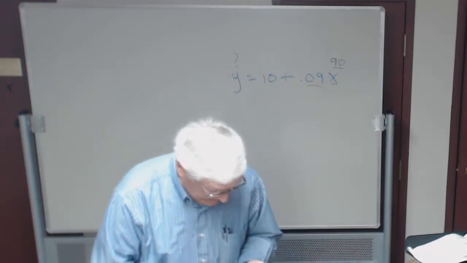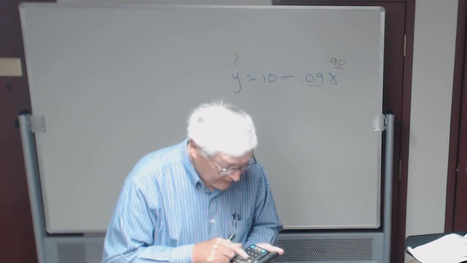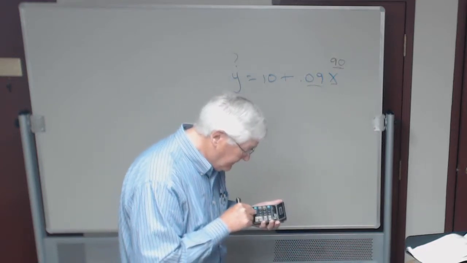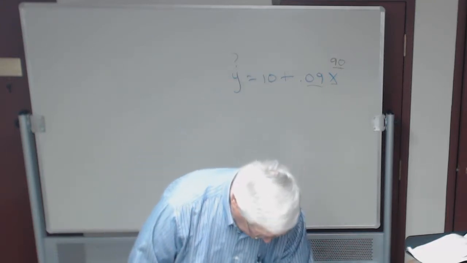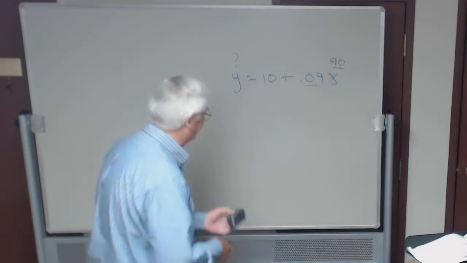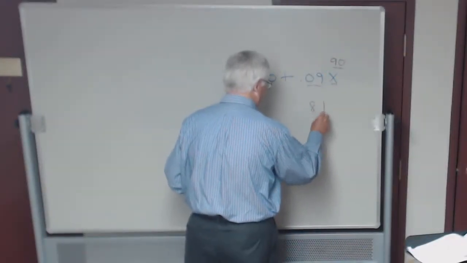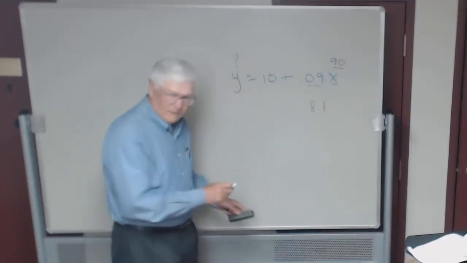8.1. I think I might have done it wrong. 90 times 0.09, yeah, 8.1 equals what? 8.1. Okay. That thing doesn't print the decimal, so 8.1, right? Oh, isn't it supposed to be 0.09?